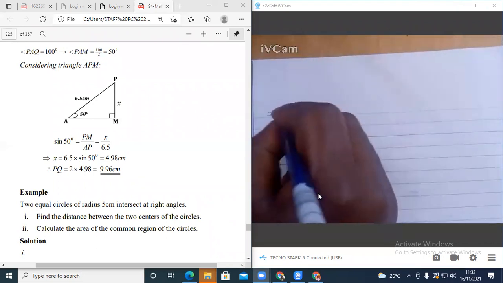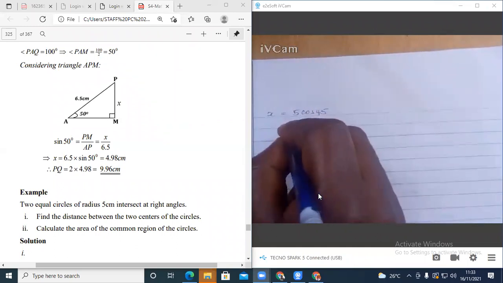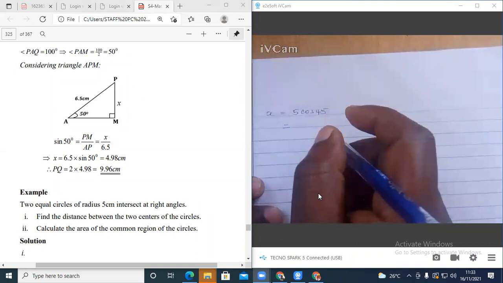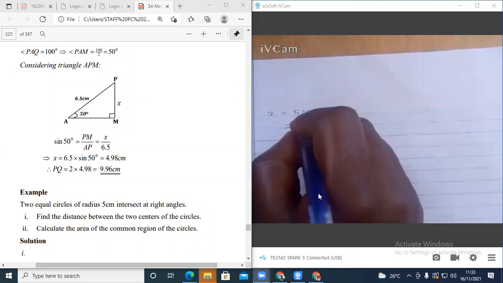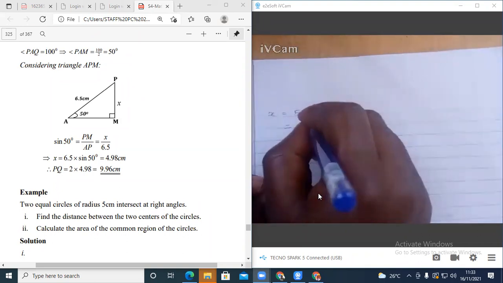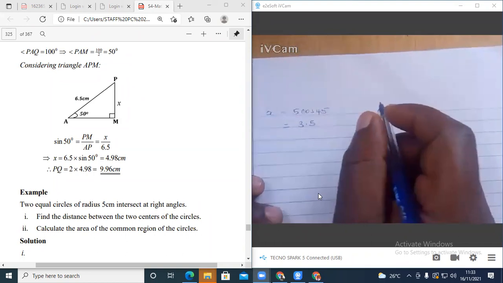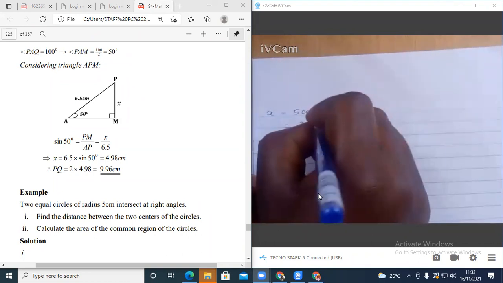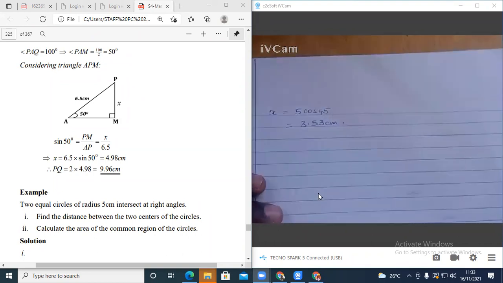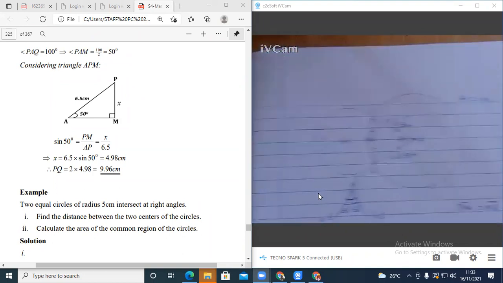So x equals 5 cos 45, which gives 3.53 to 2 decimal places. Okay, 3.53.